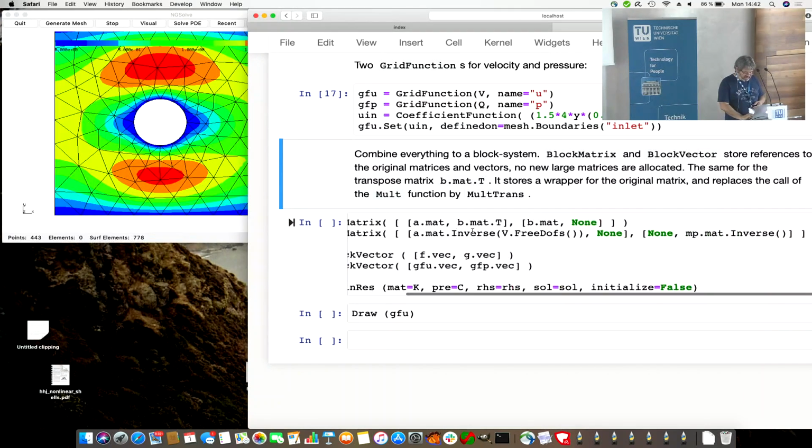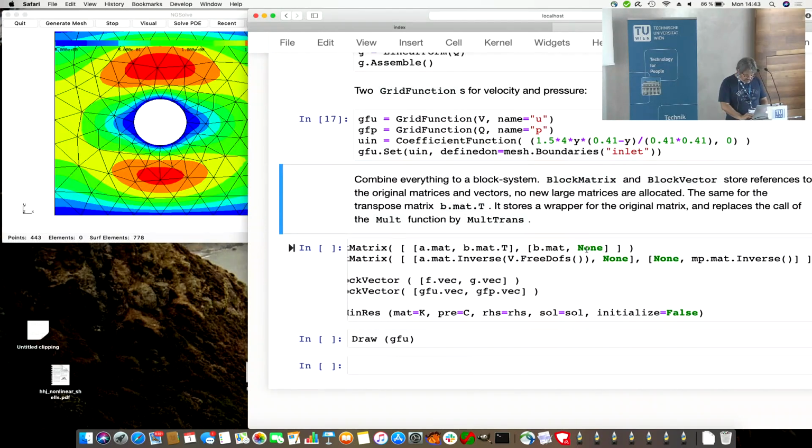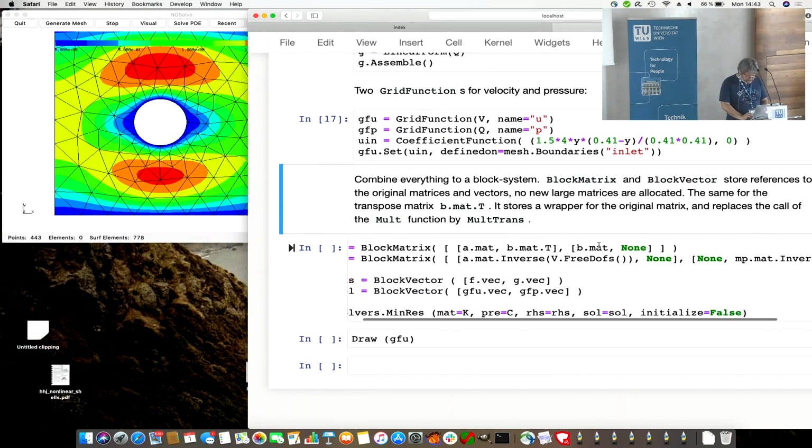So K is now a block matrix with the matrix A in the upper left block, the B matrix transpose in the upper right block. We are not calling create transpose, we are not calling to generate a transpose matrix. The dot T property just flips multiplication and transpose multiplication. So it keeps the same matrix, but whenever we multiply this with a vector, it does the transpose multiplication. A None means zero matrix.